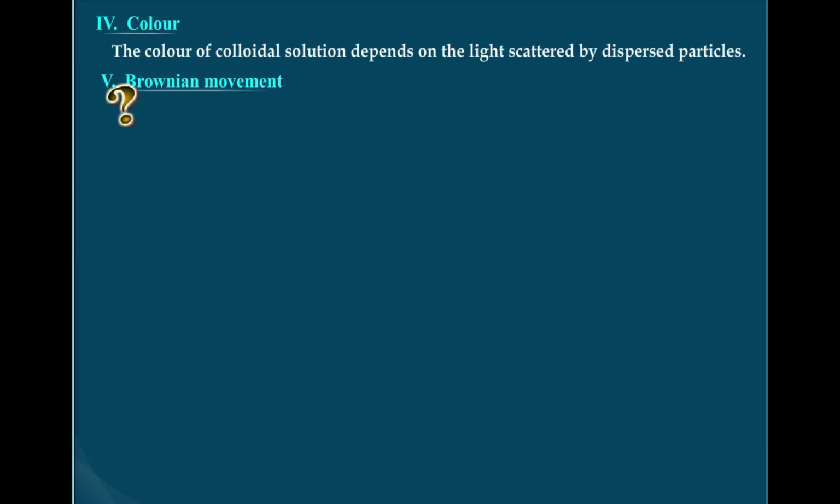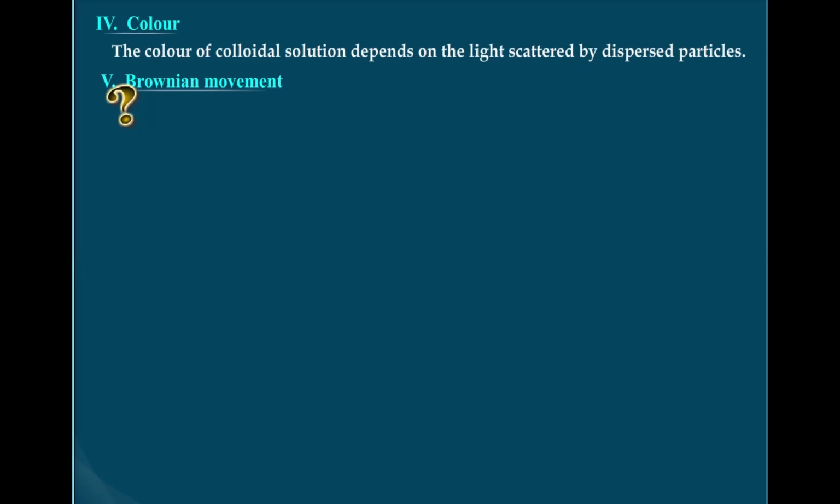The color of the colloidal solution also changes with the manner in which the observer receives the light. For example, a mixture of milk and water appears blue when viewed by reflected light and red when viewed by transmitted light. So the color changes because of the manner in which the observer receives the light.